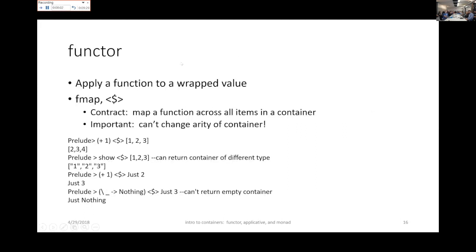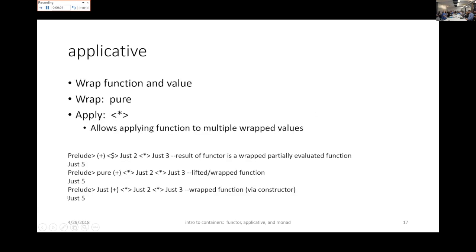Okay, so here's some examples of a functor. Here's one where we take a function and just apply it. It's a very simple example. Here we're not changing the parent container type, but we're changing the type of the elements inside of it. So you can do that with a functor or fmap, which is kind of nice. And then here's one where we're applying it to a wrapped value. Now, if we try and return an empty container with fmap, here's what happens. You get just nothing. That's not what you wanted. So fmap doesn't have the power to return an empty container.